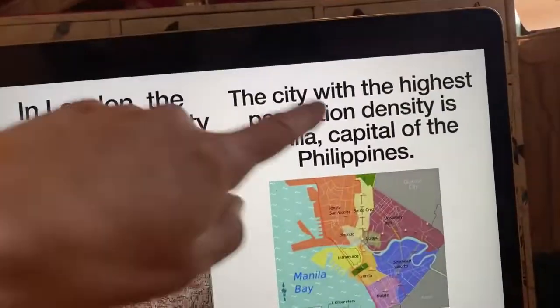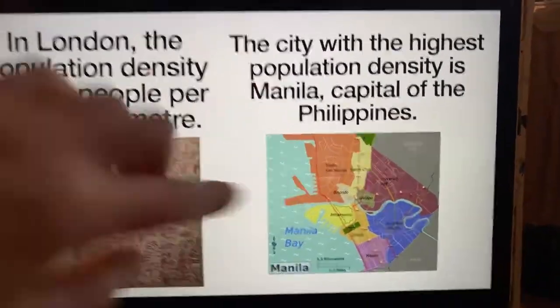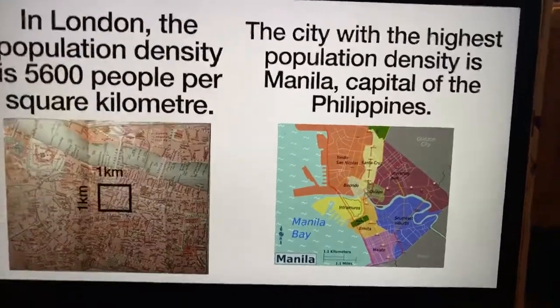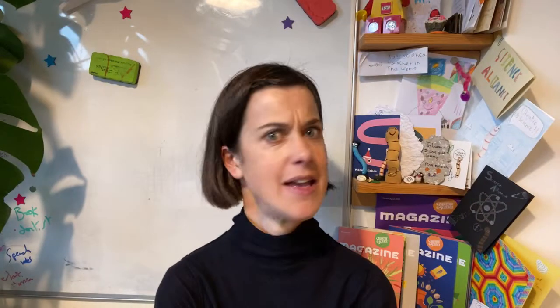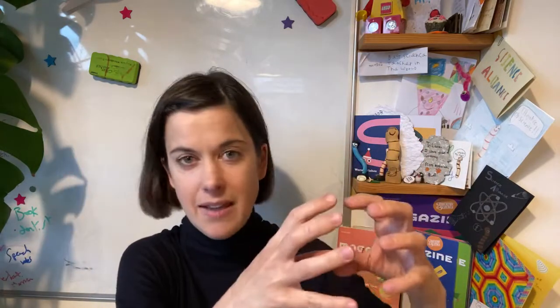I told you about Manila, which is the city with the highest population density, but actually Manila is only the second most populated city in the Philippines. It's not the city with the biggest population. That's a different city. This is just the city where the population is living the closest together, right? So the densest thing isn't necessarily the biggest thing.